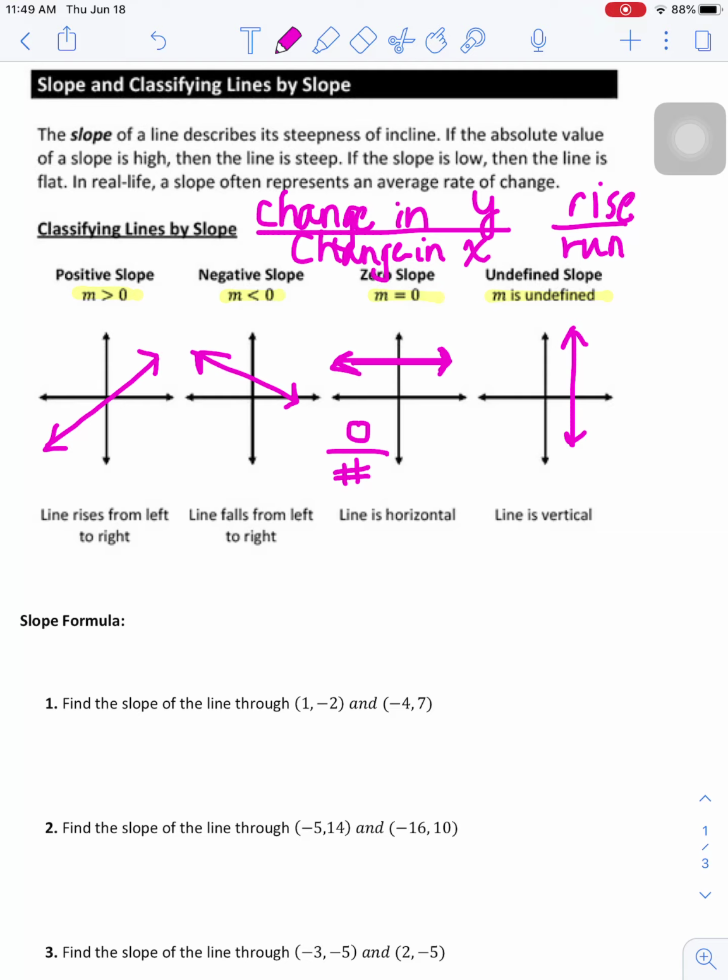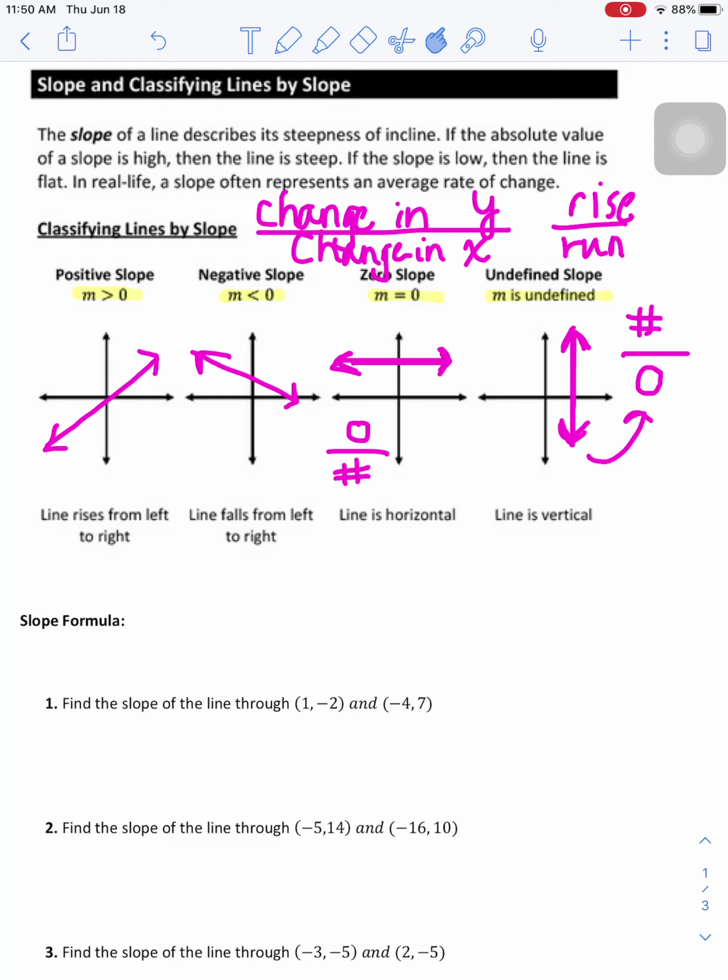In an undefined slope, if you're talking about a ratio, the only time you're going to get undefined is when the denominator is 0. So that means there's no change in x, but there is vertical change. You can go up and down on the line, but the line never goes left or right. Again, if you think of the word undefined and think about when that happens mathematically, that happens when the denominator is 0. So that will help guide you.